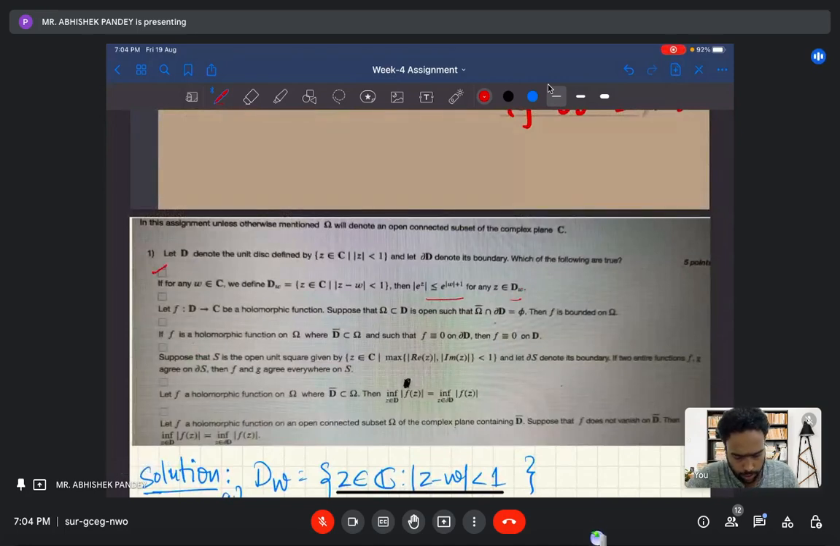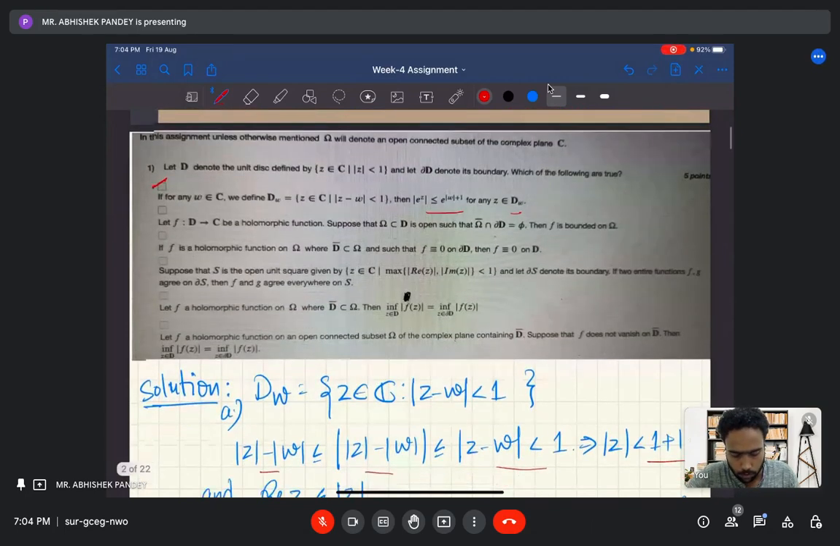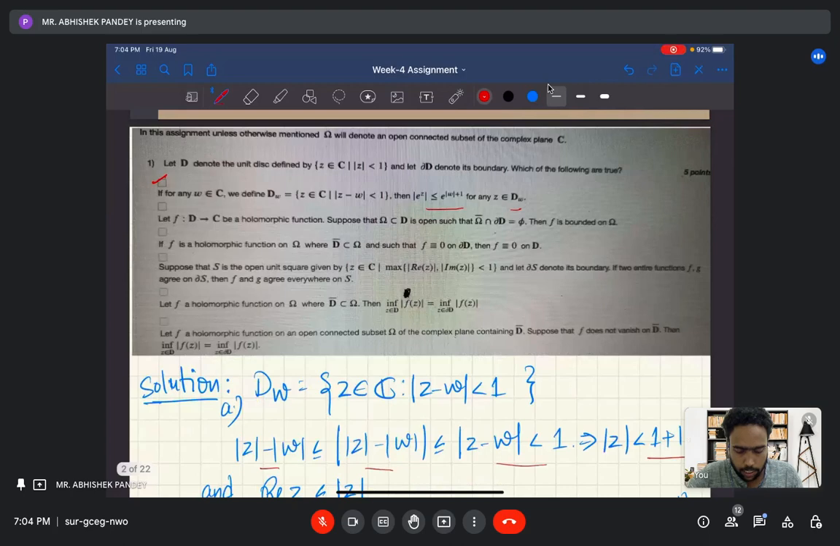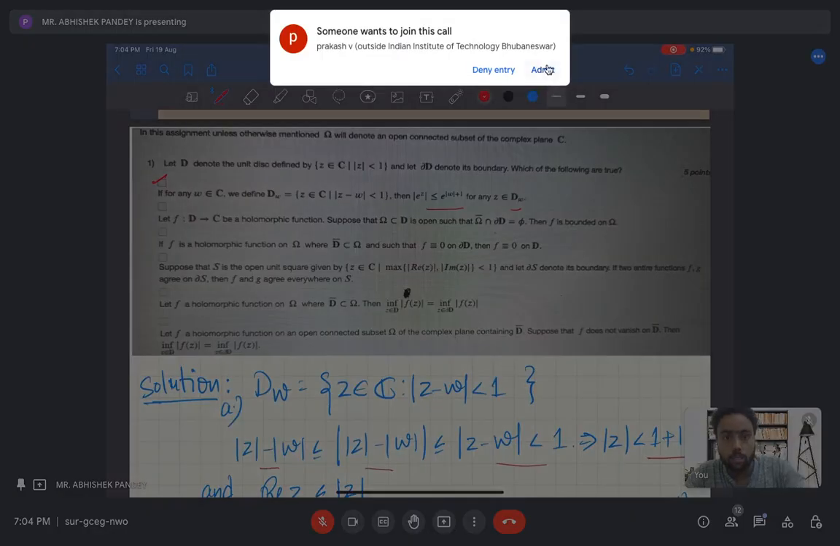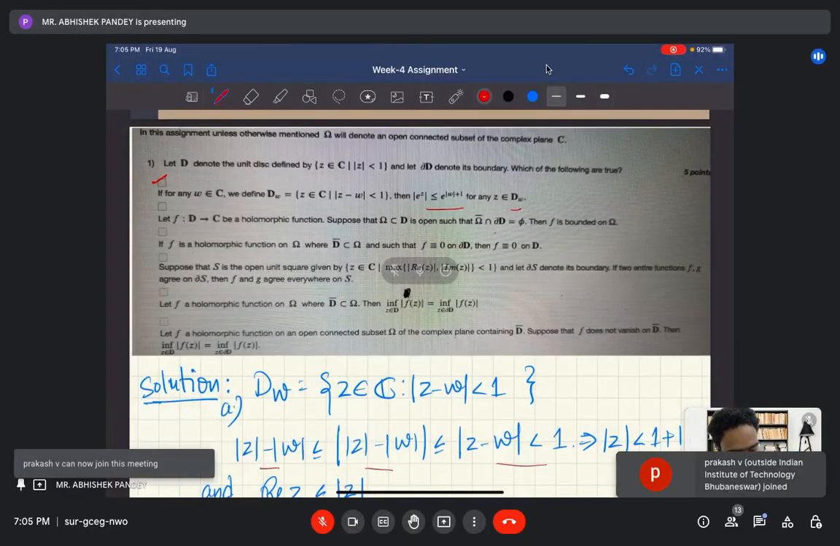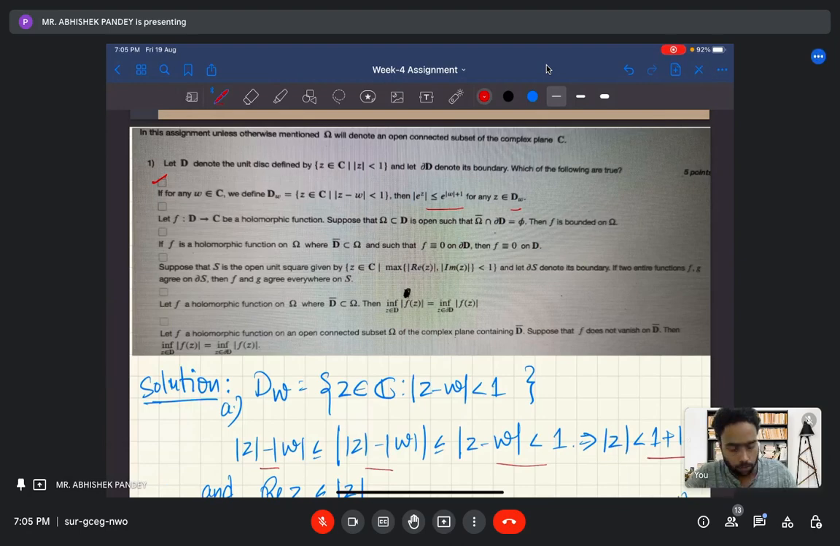Now let us look at the second option. Let f from D to C be a holomorphic function. Suppose that omega is contained in D and is open, such that omega closure intersection boundary of D is empty. Then f is bounded on omega. This is the question.